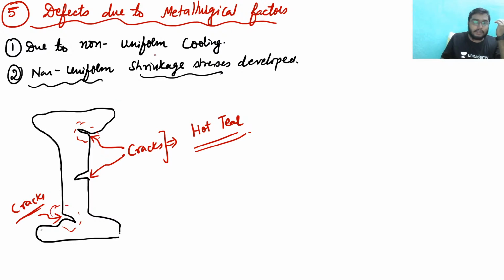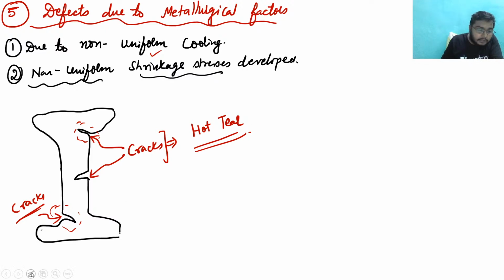And what are the reasons they are forming? They are forming due to non-uniform cooling and the development of non-uniform shrinkage stresses. This kind of tearing of the part is known as hot tear. Clear? So this is the defect due to metallurgical factors. I have already told you that due to non-uniform cooling, non-uniform shrinkage stress can develop in the casting, and if the stress is more than the strength of the material, obviously there would be a crack, because the value of the shrinkage stresses has become greater than the strength of the material.